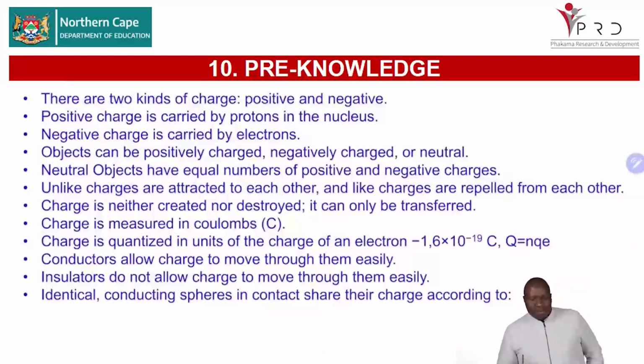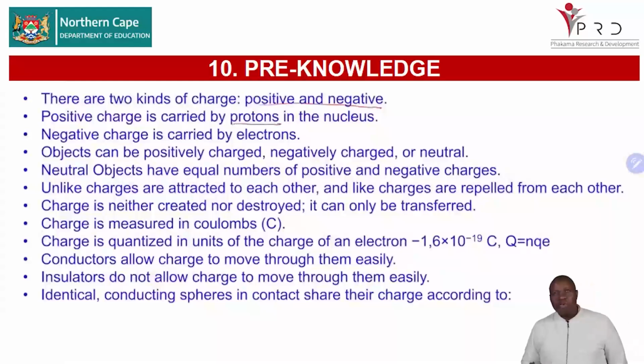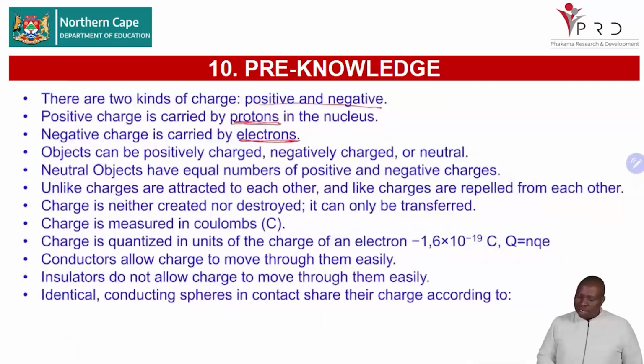In grade 10, you have done the two kinds of charges, which is the positive charge and negative charge. You have done that the positive charge is carried by protons. I just talked about it here in the nucleus. And negative charge is carried by electrons. So protons are positively charged, electrons are negatively charged. The other thing, we're saying an object can be positively charged, negatively charged, or neutral.